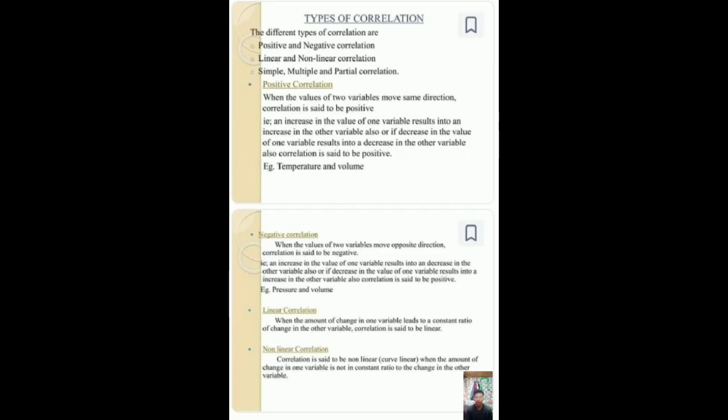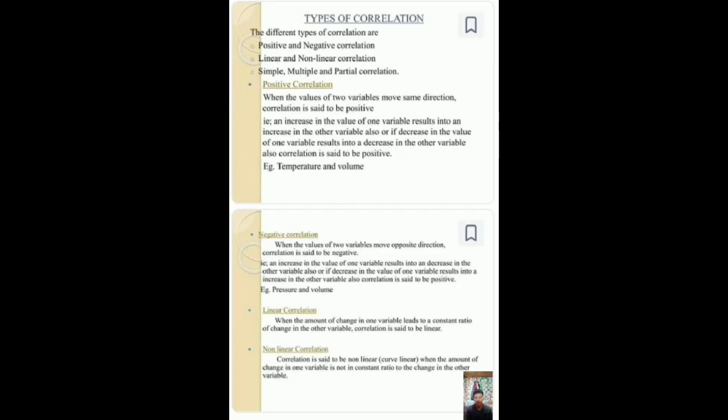Next is linear correlation. When the amount of change in one variable leads to a constant ratio of change in the other variable, correlation is said to be linear. If the amount of change in one variable has a constant ratio to the change in the other variable, the correlation is said to be linear.